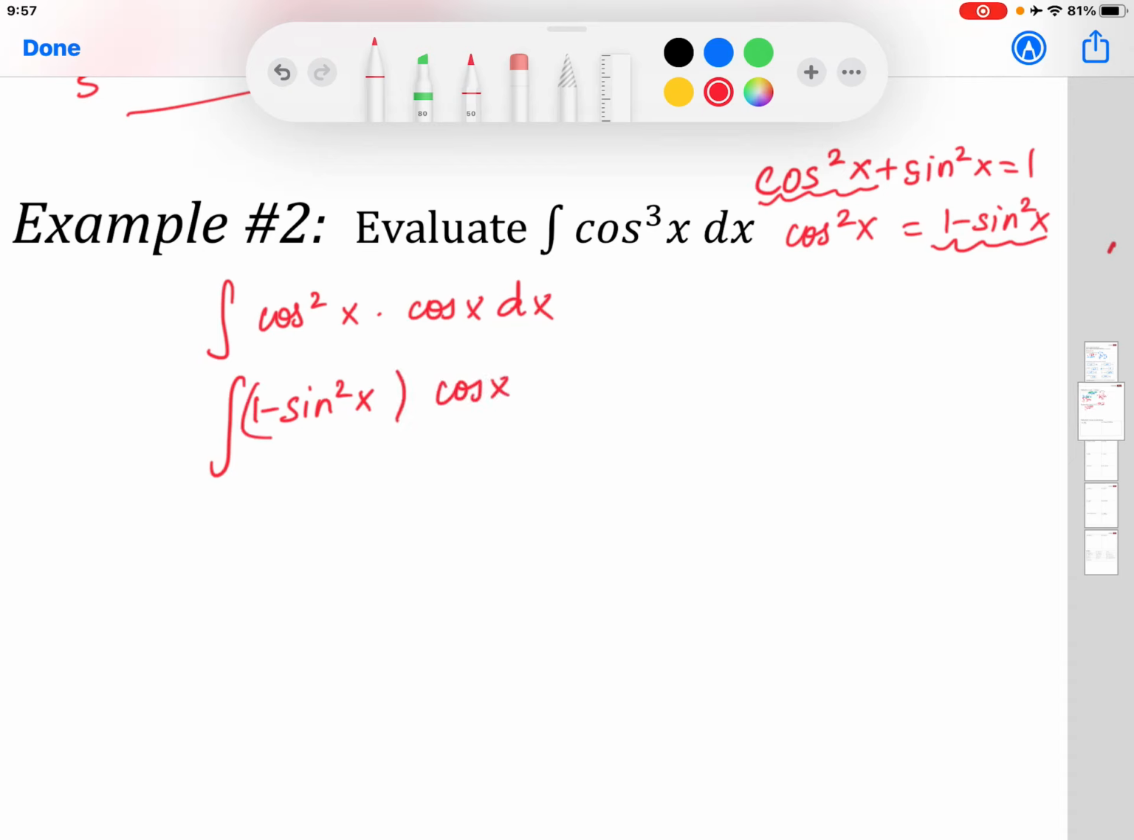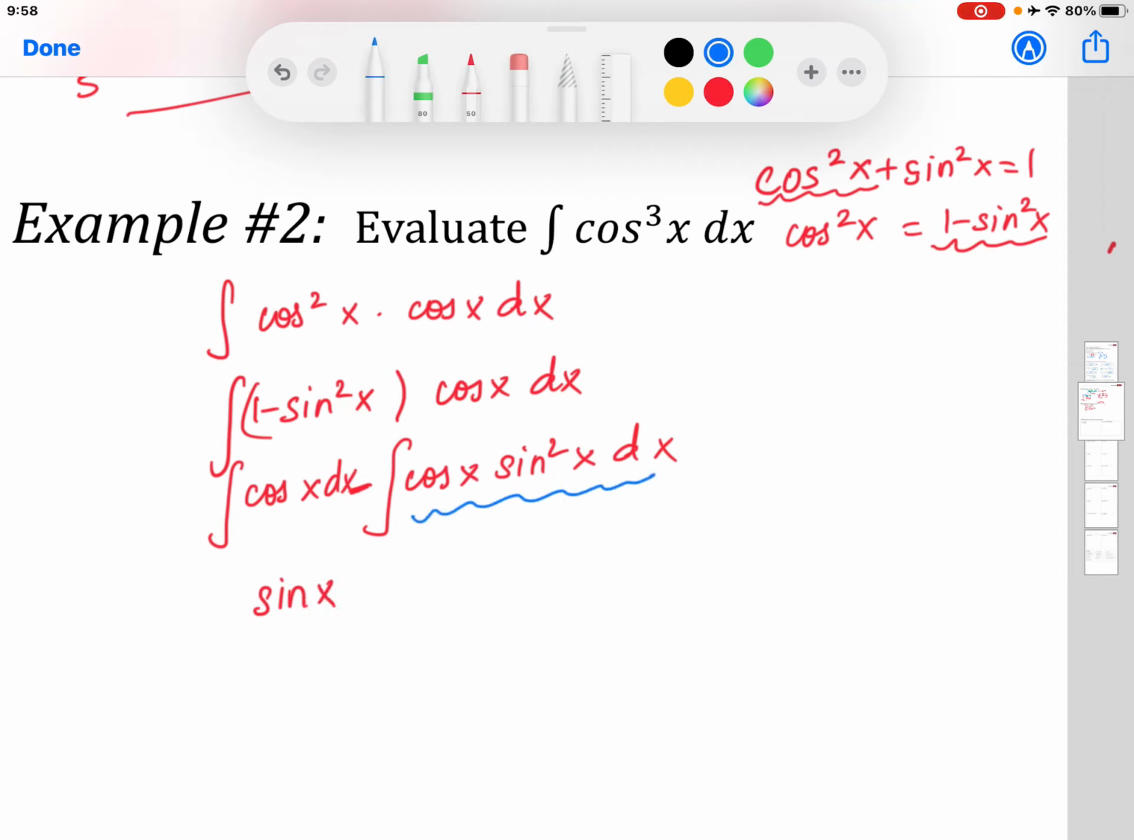times cosine x dx. So I'm going to distribute the cosine x. I will get cosine x minus cosine x sine square x dx. And why did I distribute it? Because if I have a negative, I can rewrite it as two separate integrals. So the integral of cosine x is basically sine x. And how about this part? I'm going to do my u sub here.